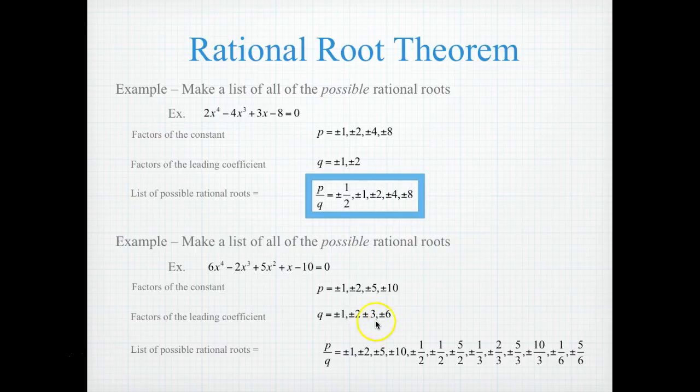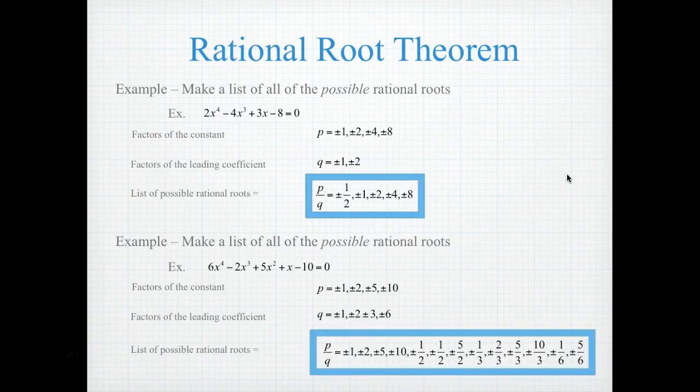So once we exhaust all those possibilities, the possible rational roots are ±1, ±2, ±5, ±10, ±1/2, ±5/2, ±1/3, ±2/3, ±5/3, ±10/3, ±1/6, and ±5/6.